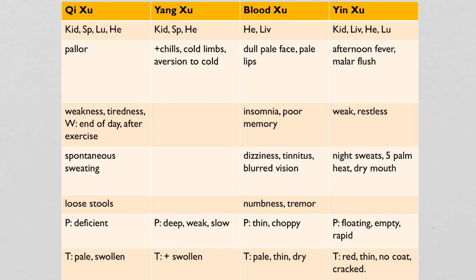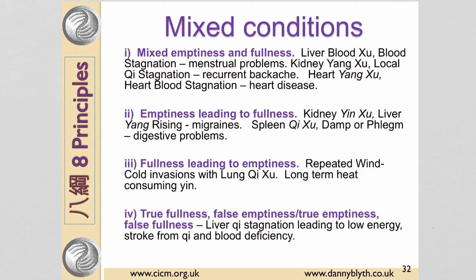Deficiency is mostly qi deficiency, which develops into yang deficiency, and blood deficiency, which develops into yin deficiency. You can pause and read this, but I'm not going to go over it here. Conditions manifest in a number of ways. The most common is just a mixture of emptiness and fullness.